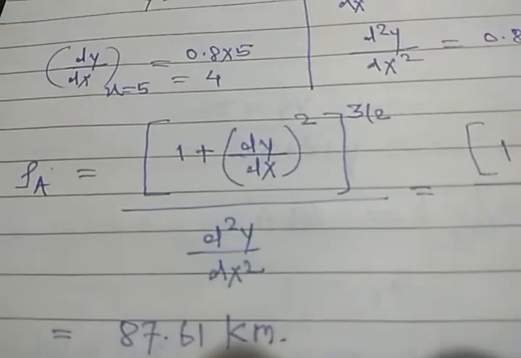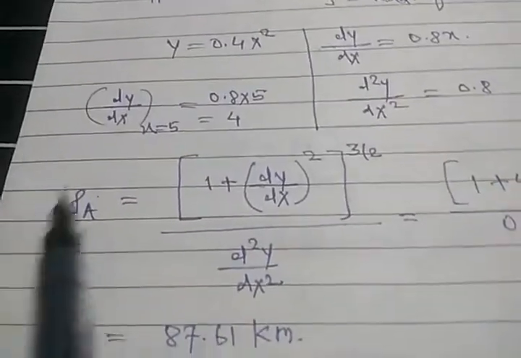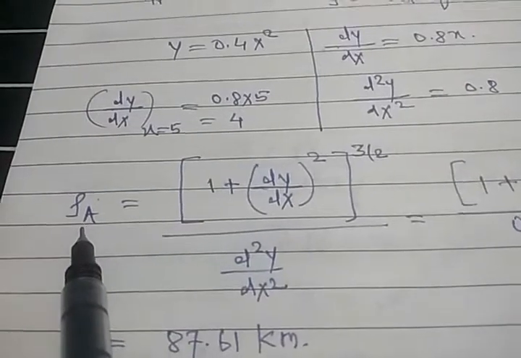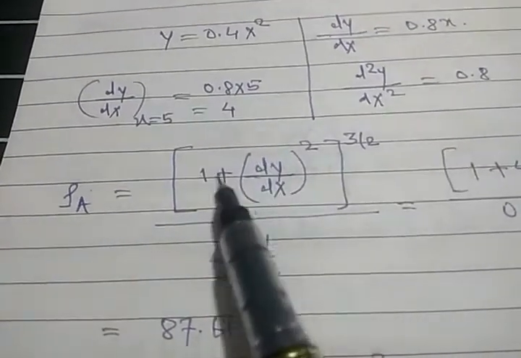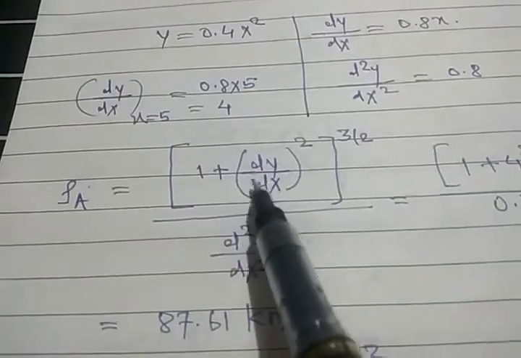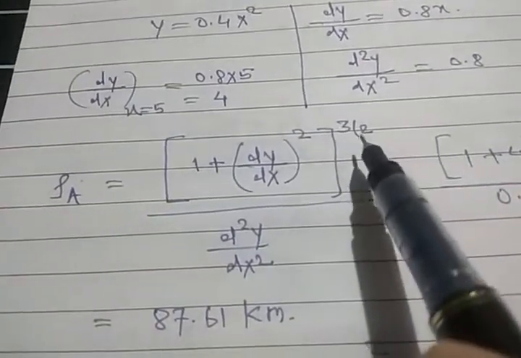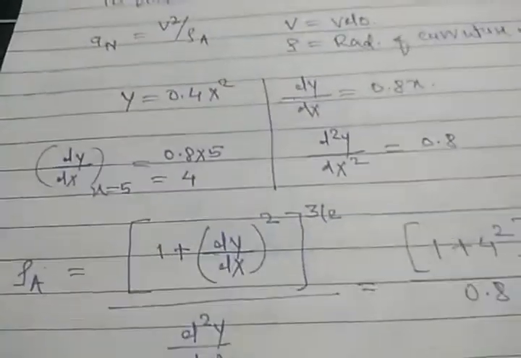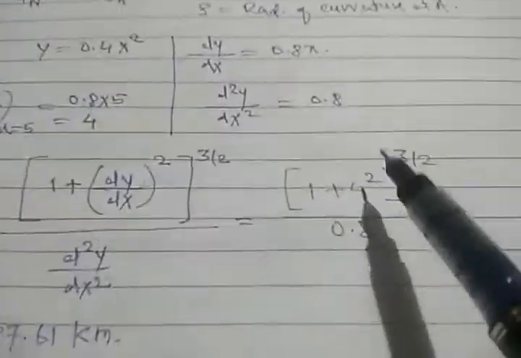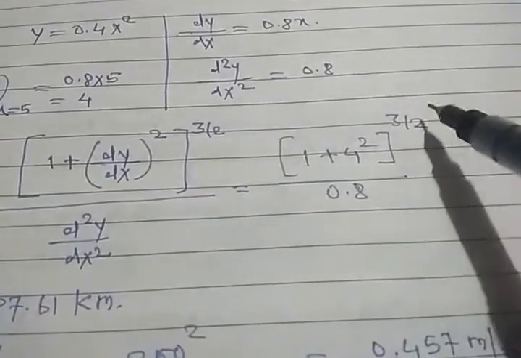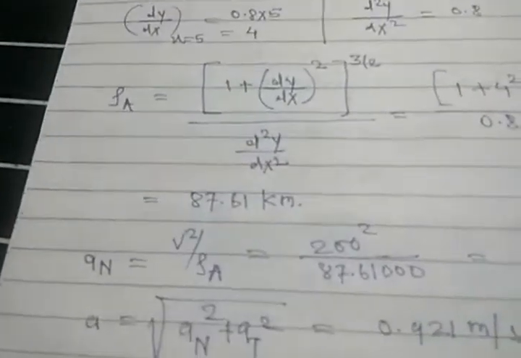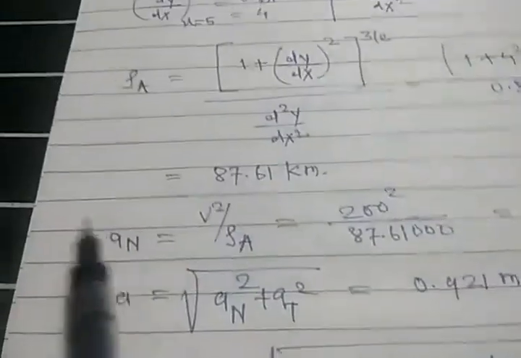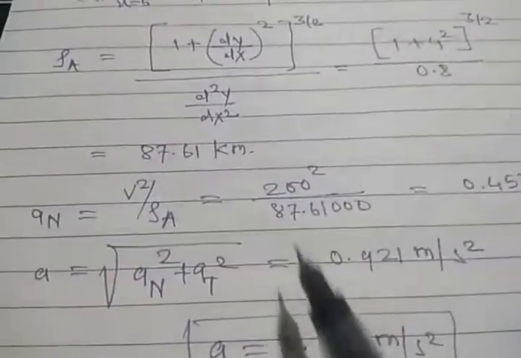I want you to remember this formula thoroughly. Rho a, radius of curvature at point A, is equal to 1 plus dy by dx bracket square, whole raised to power 3 by 2, whole divided by d2y by dx square. We have already found those values, dy by dx and d2y by dx square. So 1 plus 4 square, bracket to the power 3 by 2, divided by 0.8, comes out to be 87.61 kilometer. So we have an now, v square by rho a, as 0.457 meter per second square.